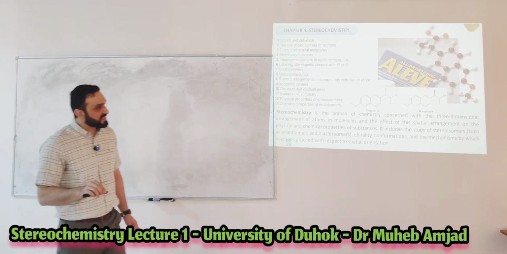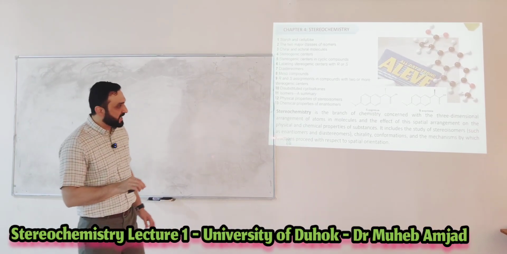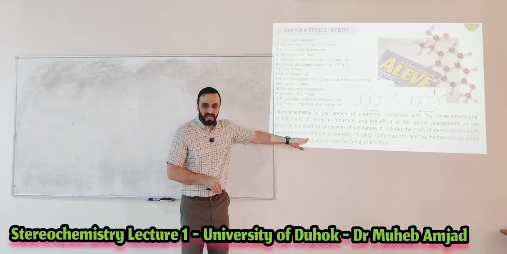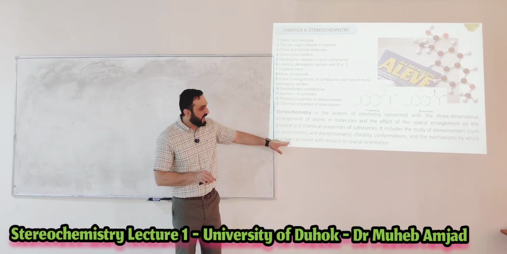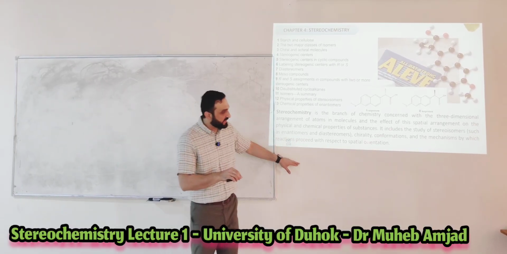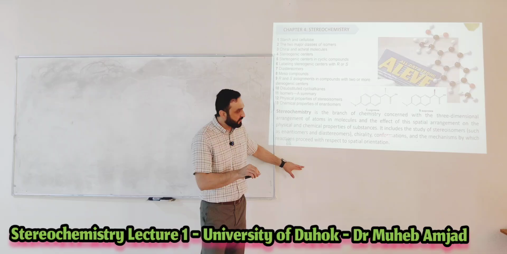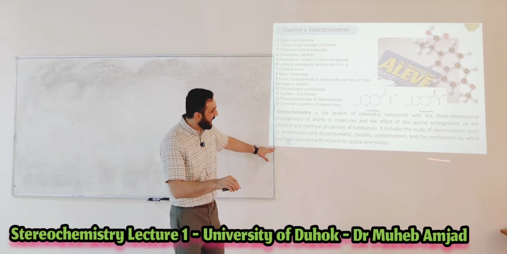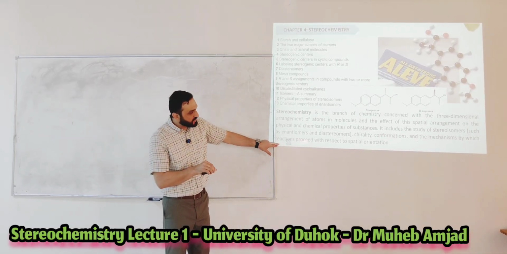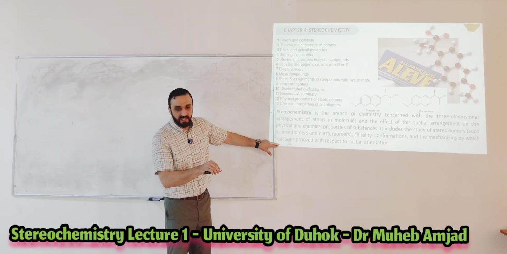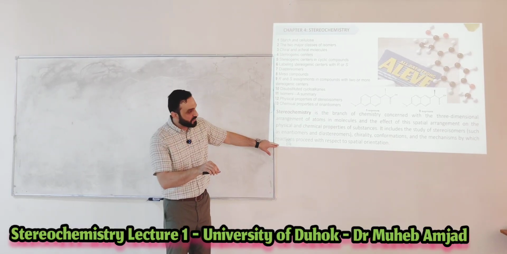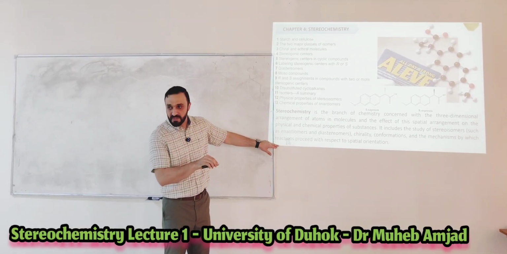So, it includes the study of stereoisomers such as enantiomers, in Arabic مضادات, enantiomers, and diastereomers. Chirality, conformations, okay, conformations, and the mechanism by which reactions proceed with respect to spatial orientation. What do you mean by that? The mechanism and the spatial orientation.